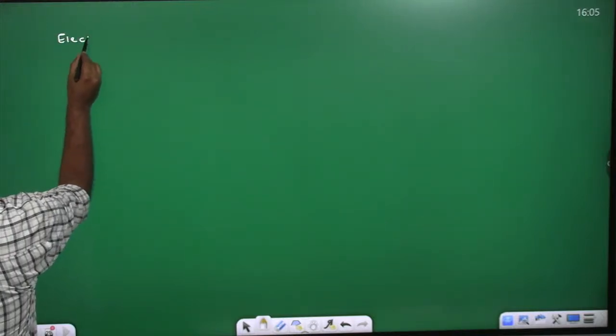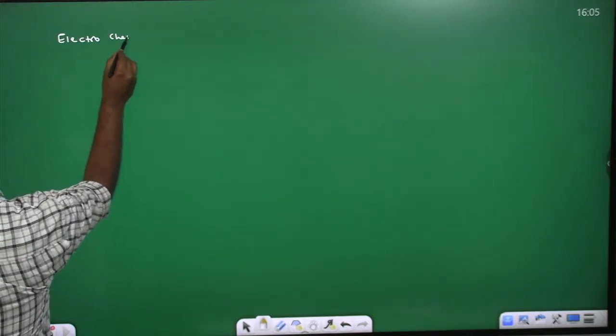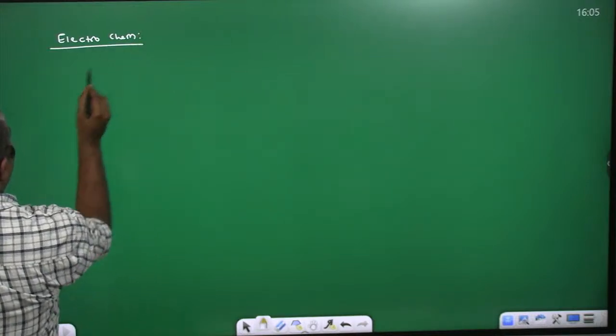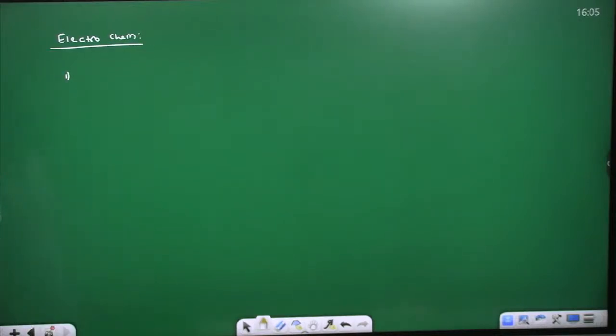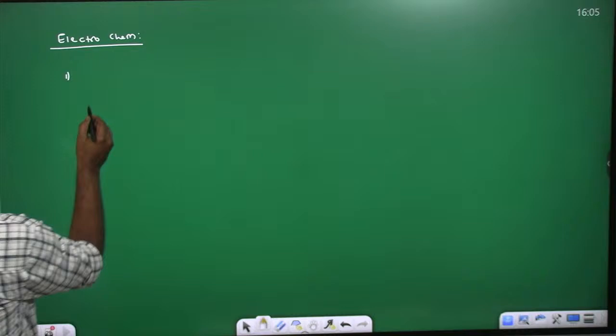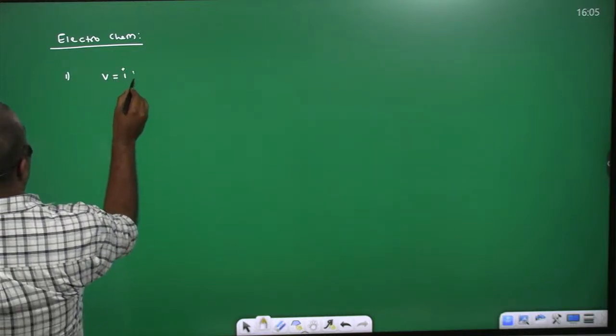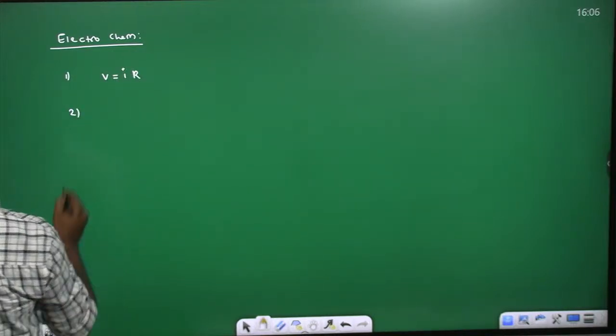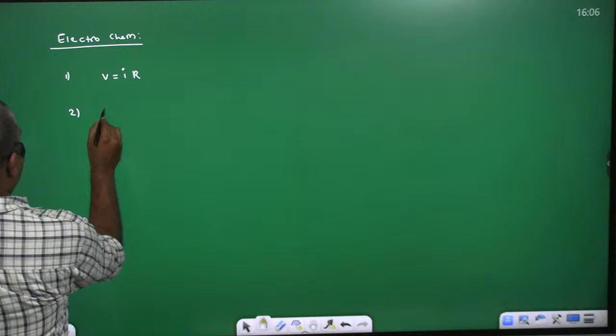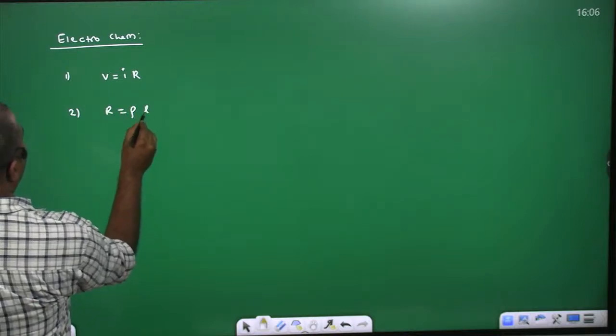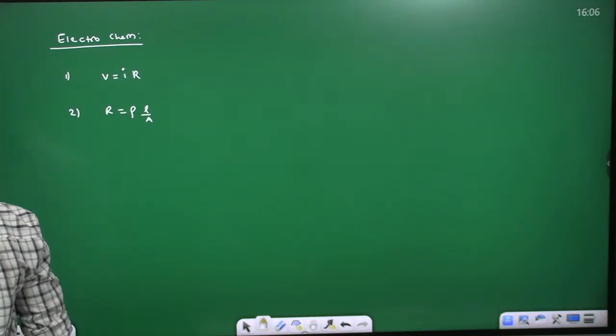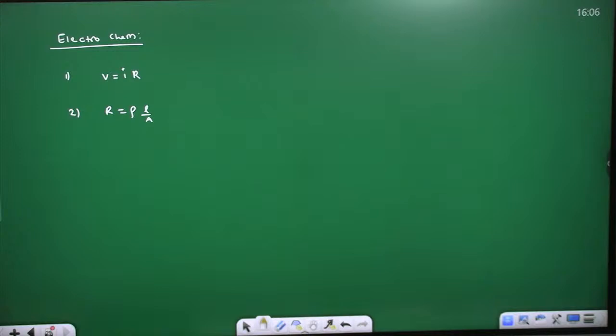Electrochemistry. First one, from Ohm's law, how do we write? V equal to IR. R equal to rho into L by A.